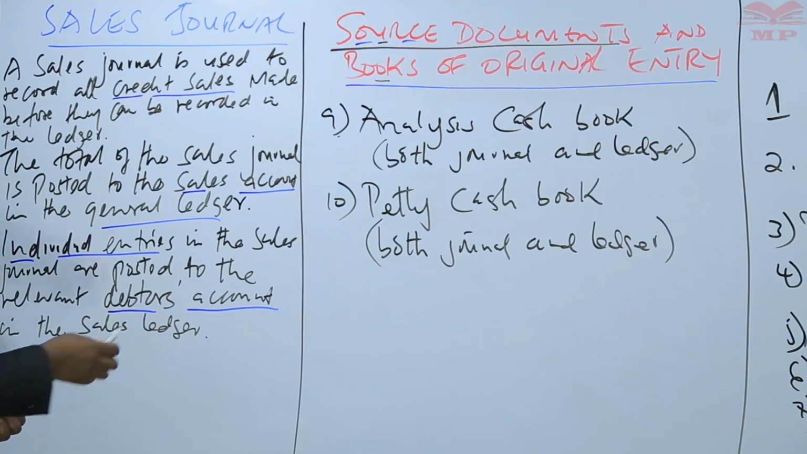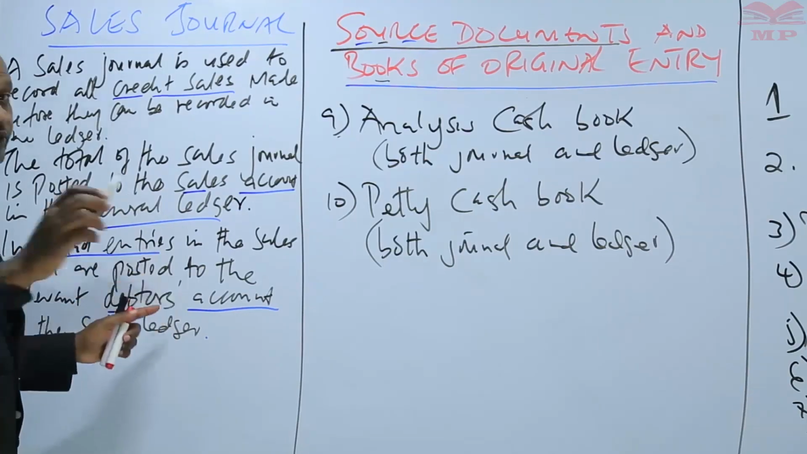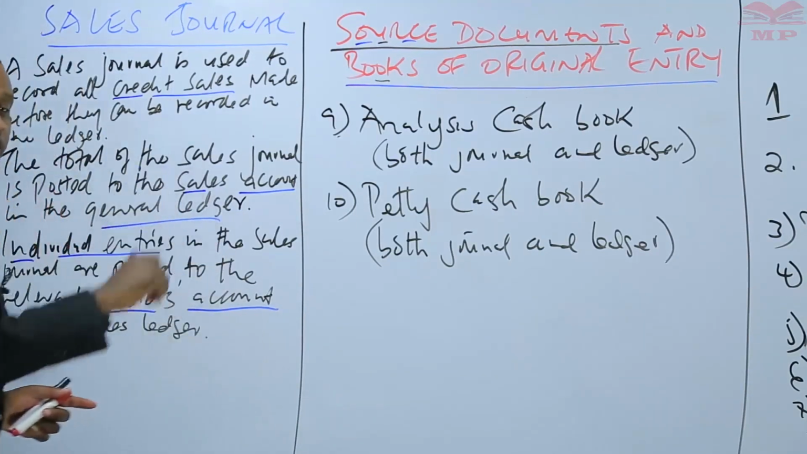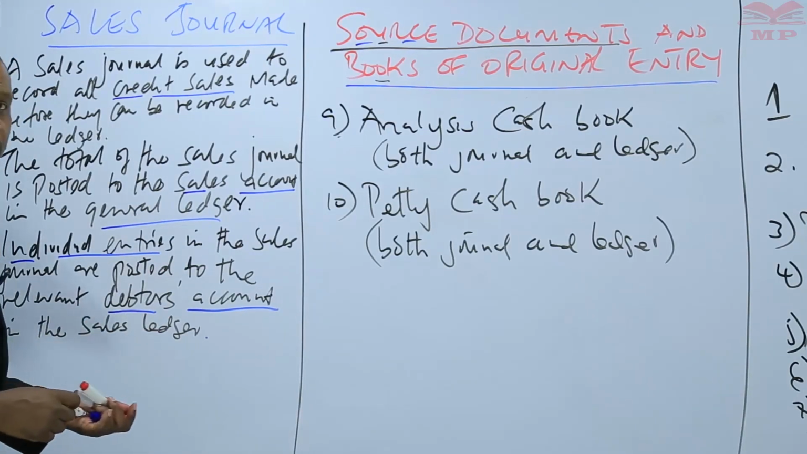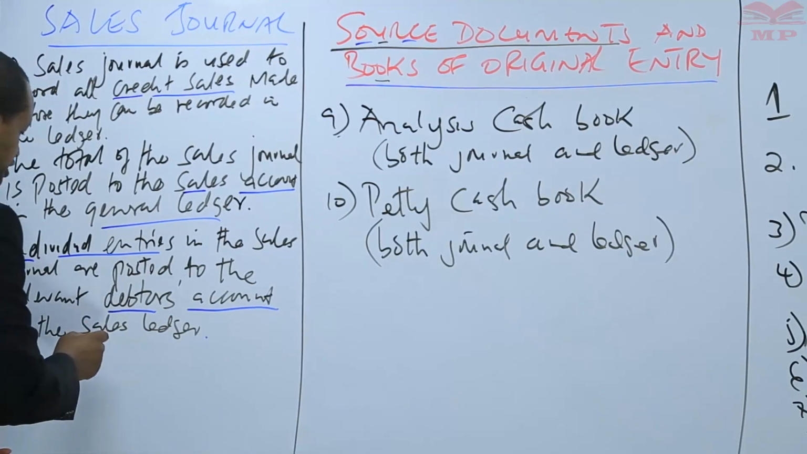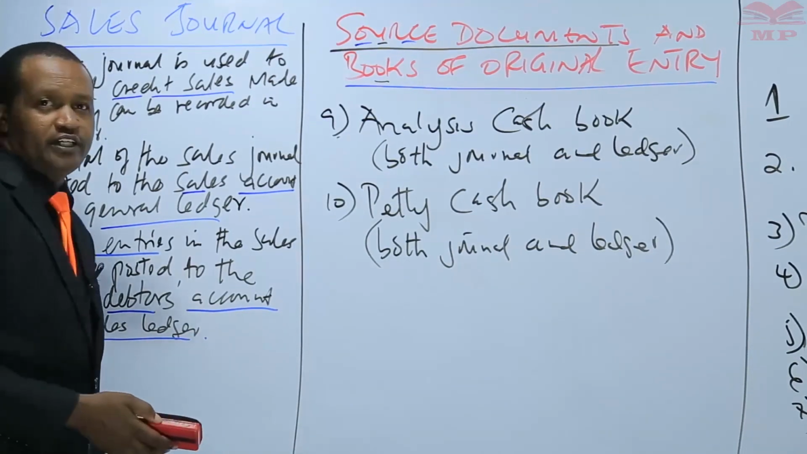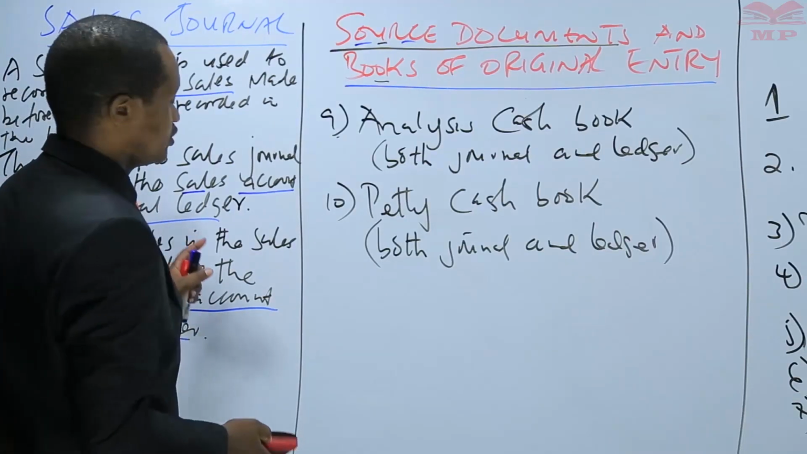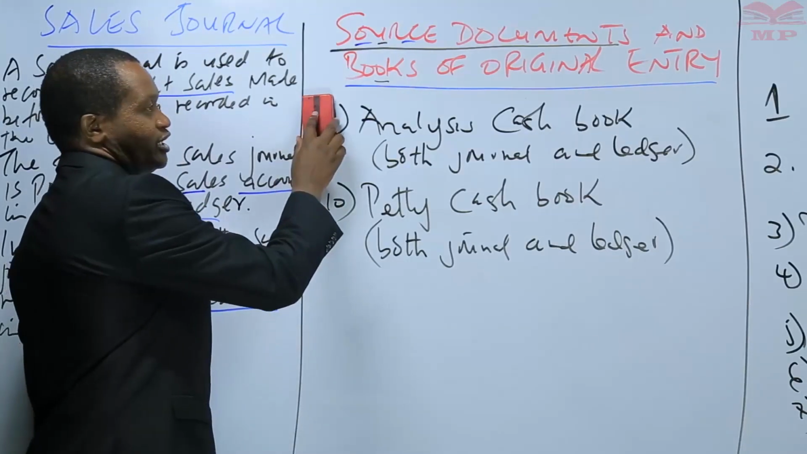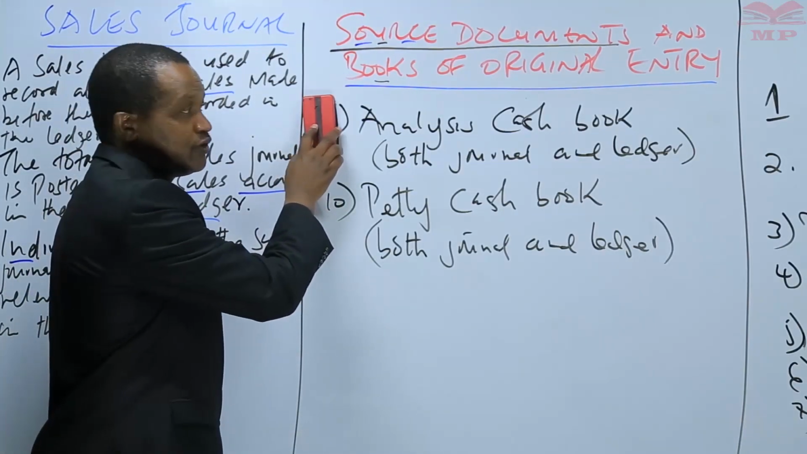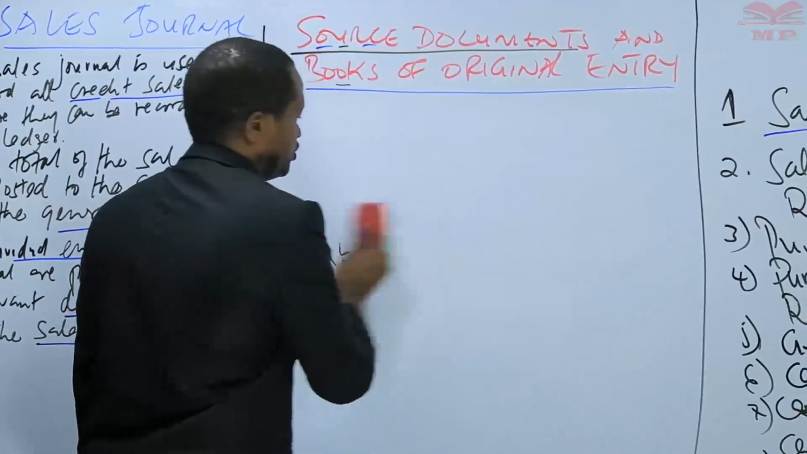The total of the sales journal is posted to the sales account in the general ledger, and the individual entries in the sales journal are posted to the relevant debtors account in the sales ledger. So having defined sales journal and given the purpose for the preparation of a sales journal, I will now move to show you the format of a sales journal.